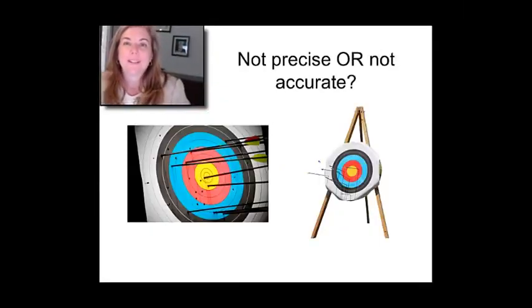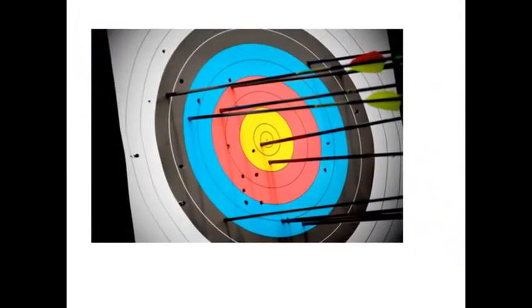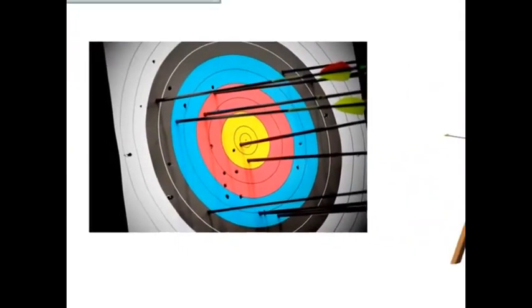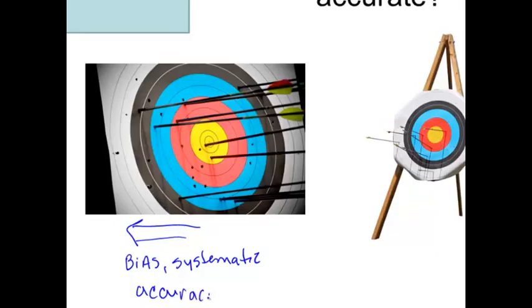So imagine in these examples that the center of the target is the true value, and all the arrows you're throwing at it represent measurements. So over here on the left, as you can see, the data is all pulled to the left. And so this is actually showing a lot of evidence of bias or systematic error. So there's problems with accuracy, although there's clearly also problems with precision.